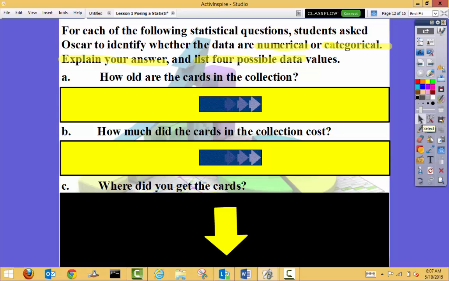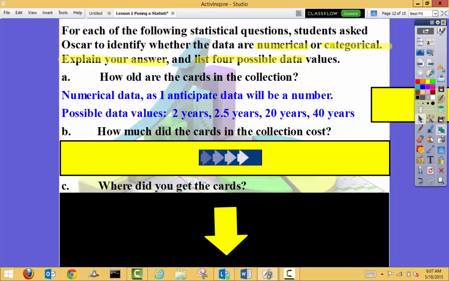How old are the cars in the collection? Well, that is going to be numerical because I'm anticipating or expecting that it will be a number. How old is going to be 5 years, 7 years. So here's some possible data points: 2, 2.5, 20, 40. So let's check, make sure I did all this. Did I say whether it's numerical or categorical? Yes. Did I explain my answer? Yes, I expected it to be a number. And then list four. Yes, 1, 2, 3, 4.